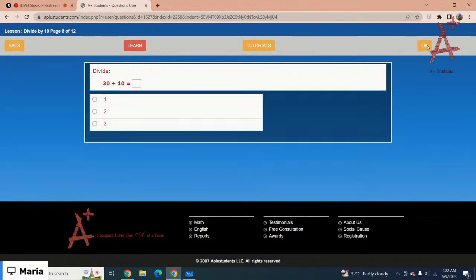Okay, 30 divided by 10. 10 times what number is 30? 10 times 3 is 30. So it would be 3.